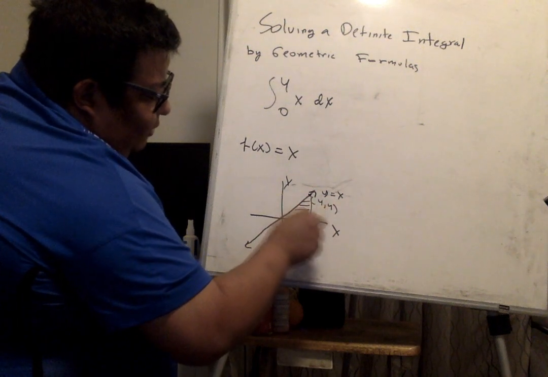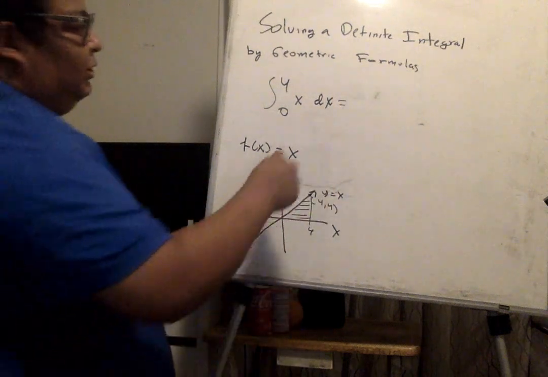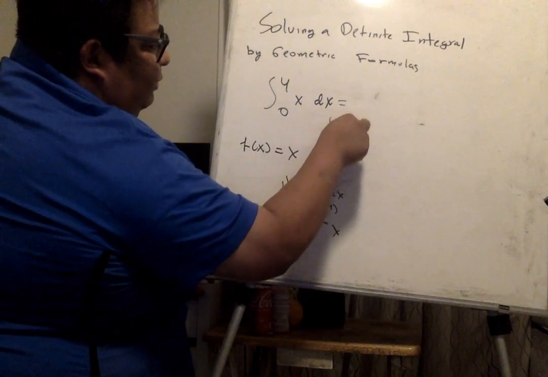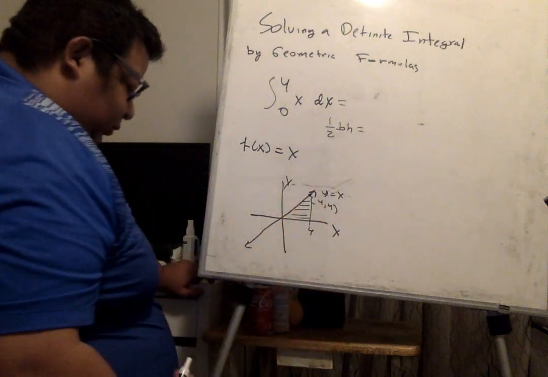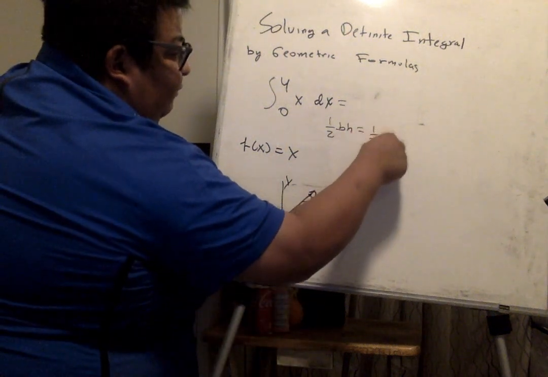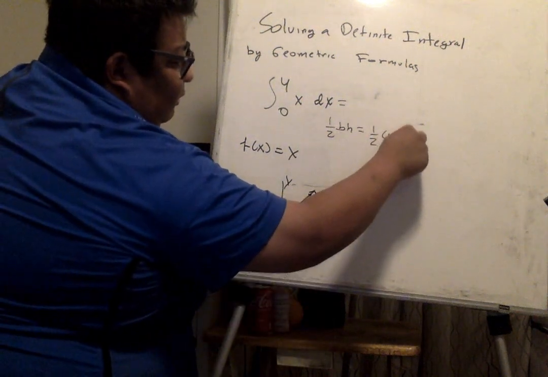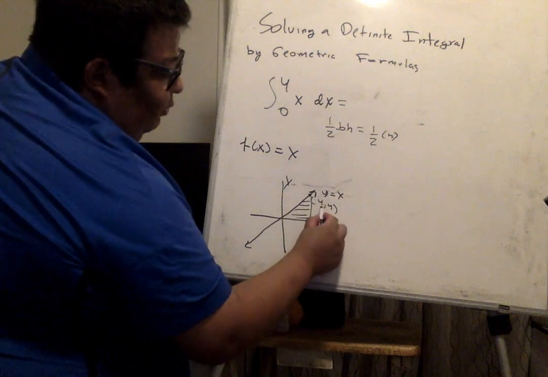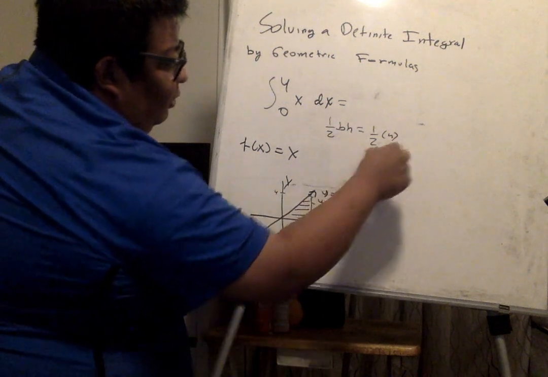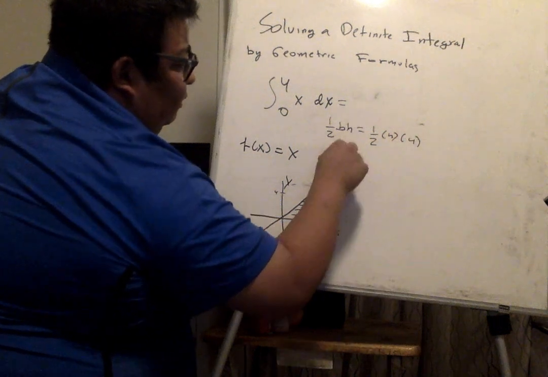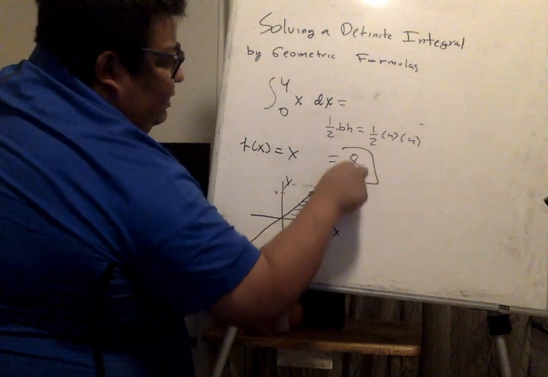So this is like a triangle. So how do we solve this definite integral? By using a triangle formula. So 1/2 base times height. And that is equal to 1/2, base is 4 and height is 4, because look, this is 4 comma 4. And that is equal to half of 4 is 2 times 4, 8. So that 8 is the answer.